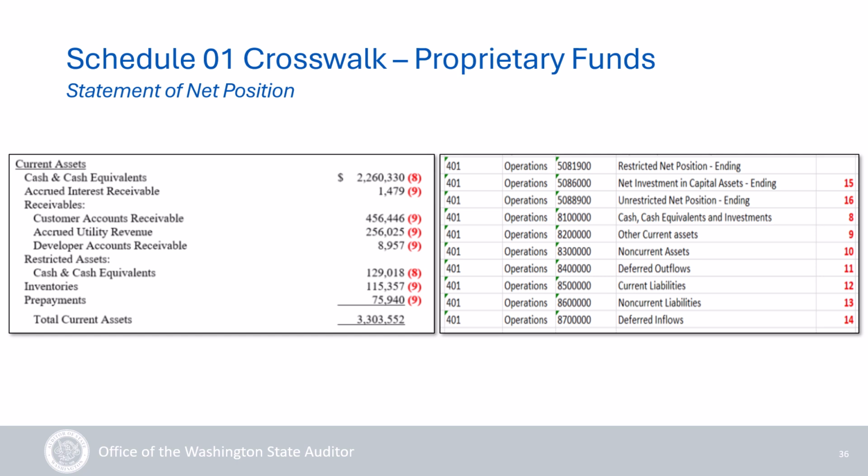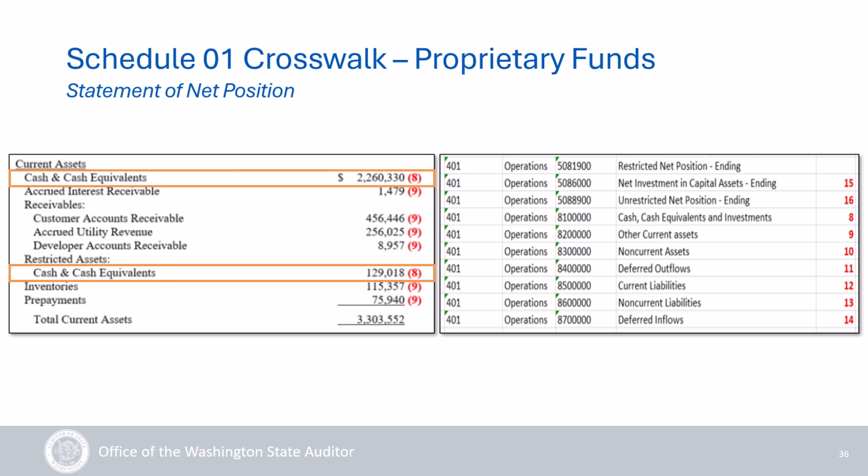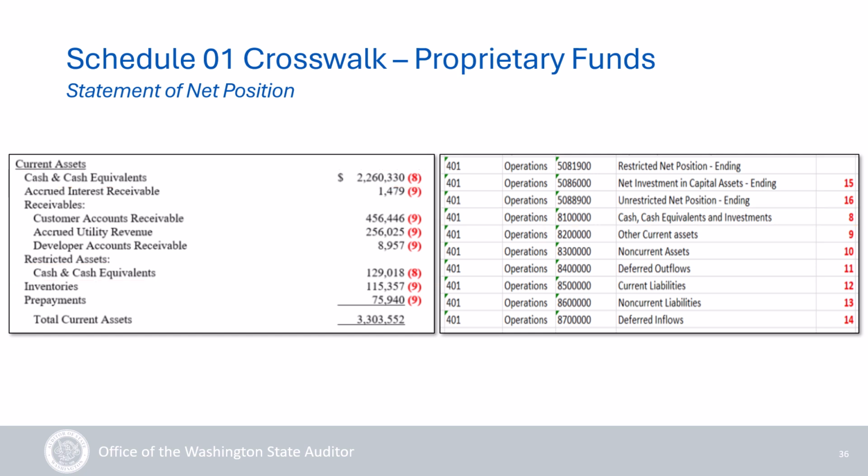Looking at the statement, you'll see 2 line items with the red number 8 for cash and cash equivalents. So those would need to be consolidated and reported to the corresponding line on the Schedule 01. And a good double check here as well is the amount on the statement for total assets should match to the total reported to the red number 8 and 9 over on the Schedule 01.